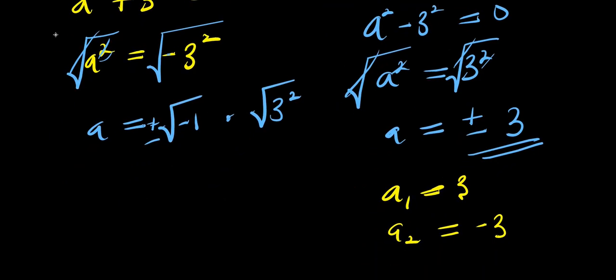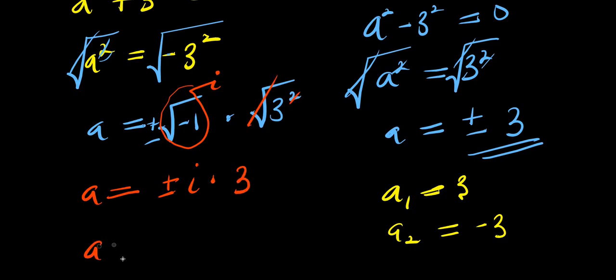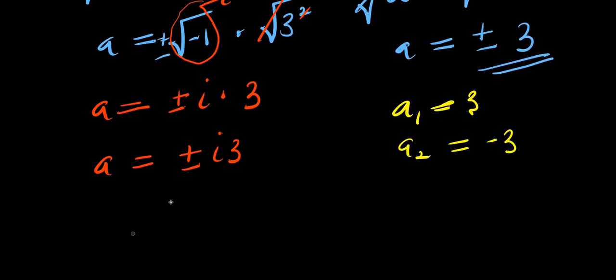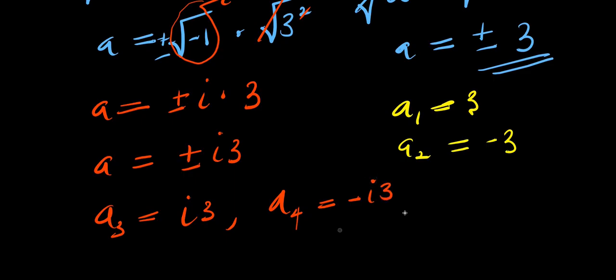So from here, I have a equals the square root of negative 1, which will give you i. If you have plus or minus i times 3, you have a equals plus or minus i times 3. Now you also have two other complex solutions for a: a3 equals i times 3, and a4 equals negative i times 3. Alright, we have gotten 4 different solutions.